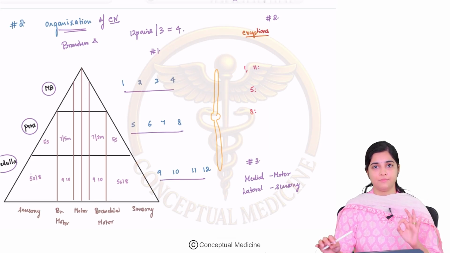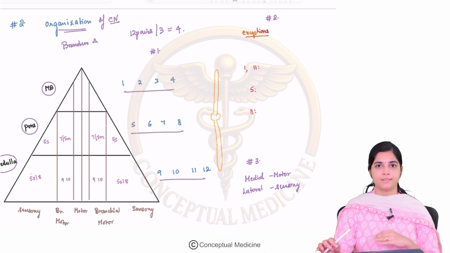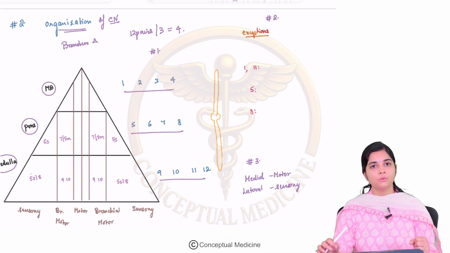So this is the first very important point. You have the midbrain, pons and medulla, with 12 cranial nerves distributed equally, 4, 4, 4. But as we all know, no rule comes without an exception.